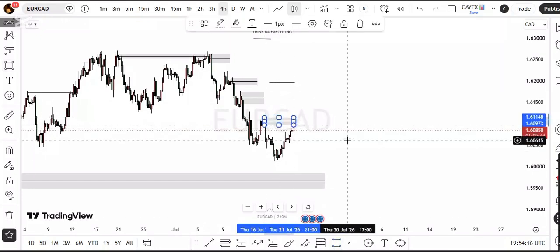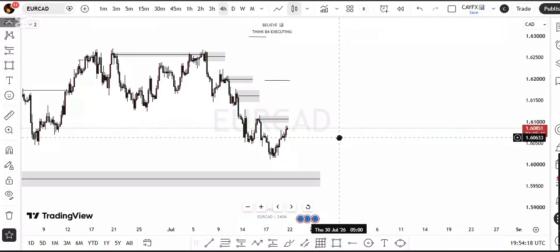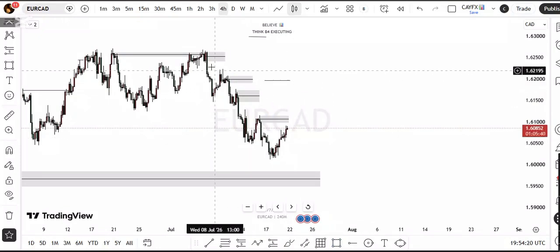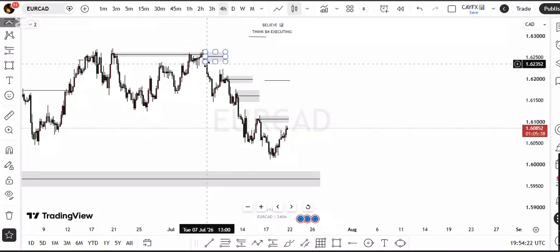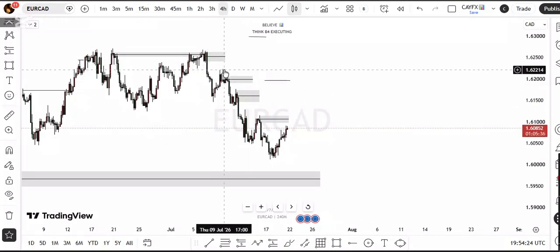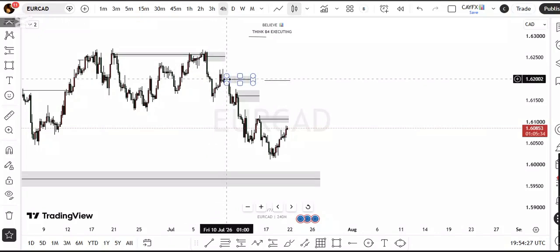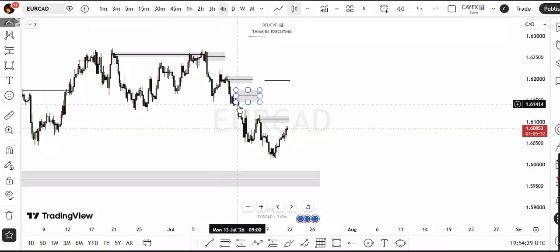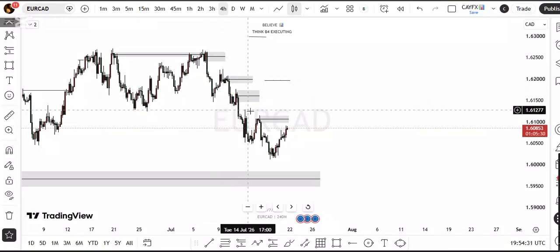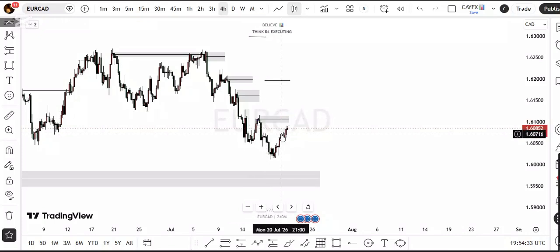And we have here too. One thing is that this POI now has a fair value gap and inducement liquidity. This one has a fair value gap and inducement. This one has a fair value gap, you have inducement. This one has a fair value gap and has what? Inducement. It has already engineered liquidity here.